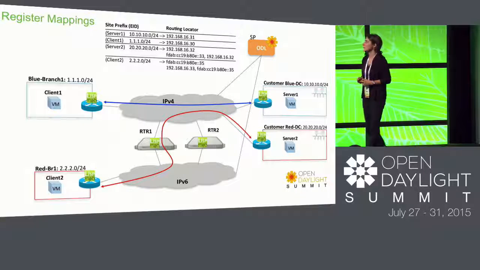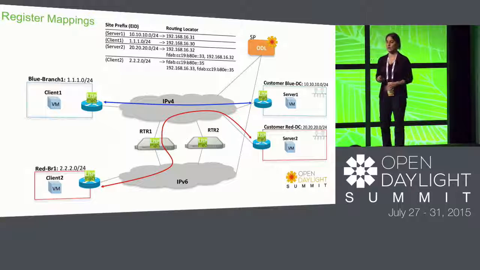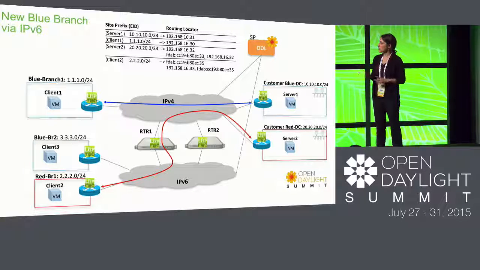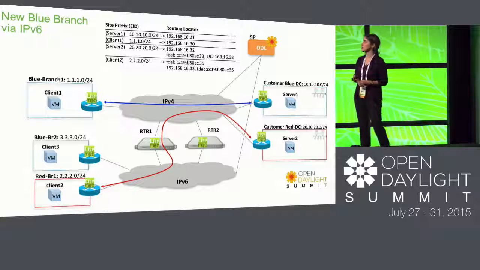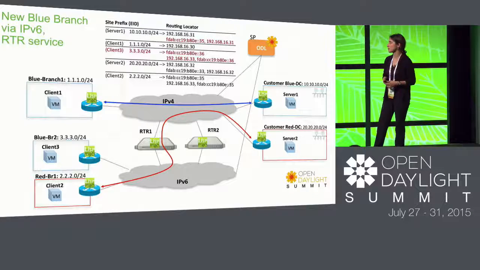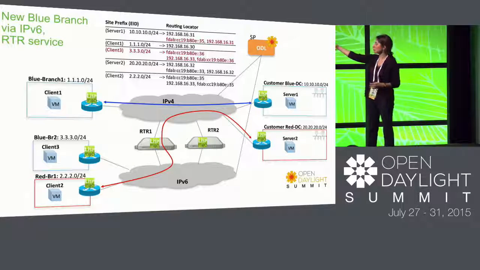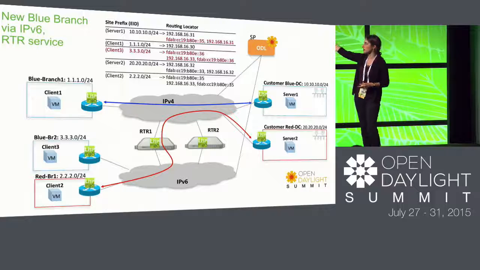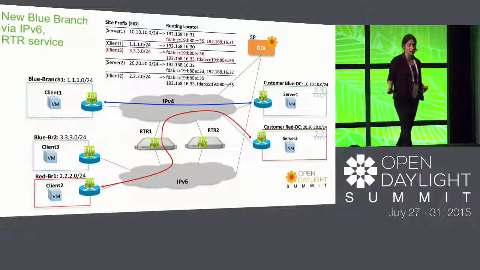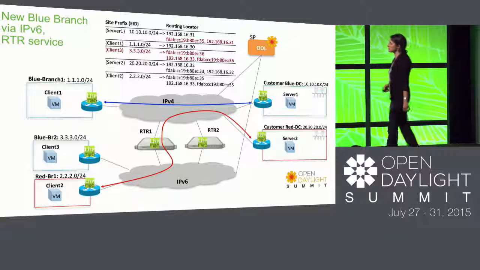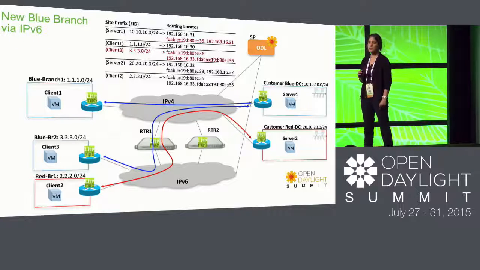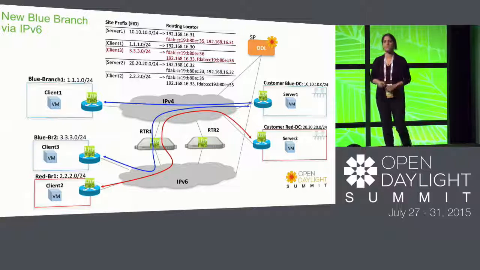Now let's say that the blue customer is also adding branches over the v6 core. So we have this additional client that we want to provide connectivity to. Again, the blue customer can go to the service provider and through ODL ask for another RTR service and add its client 3, or the second blue branch. We would define the mappings by introducing the v6 mapping, which is its direct mapping, and also a v4 mapping through the RTR address. And then we will see that traffic connectivity between the branch and the server 1 is also enabled.